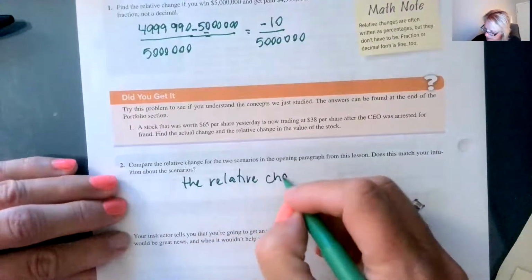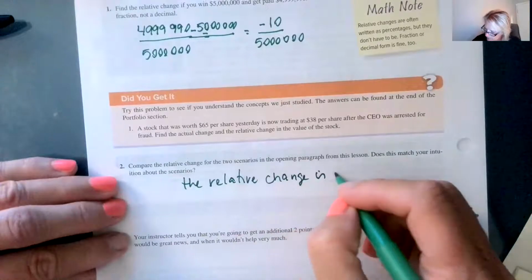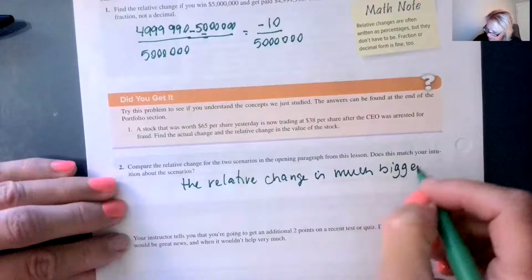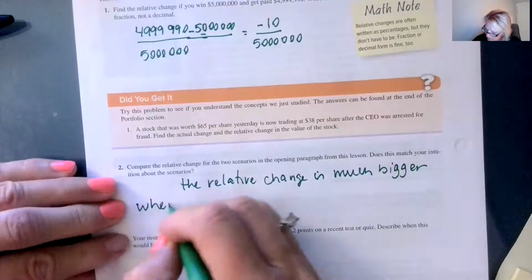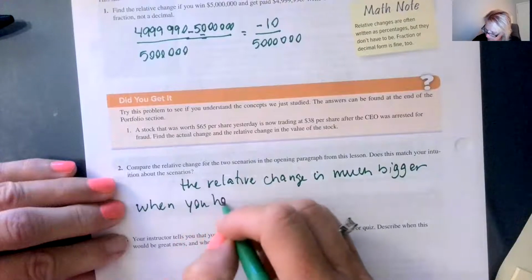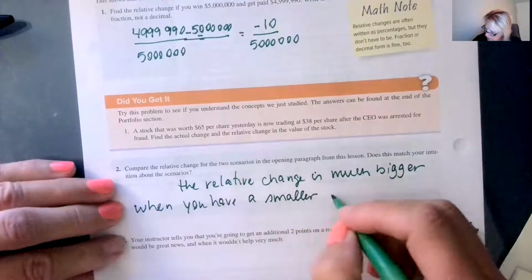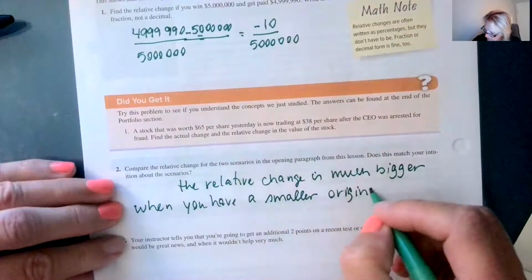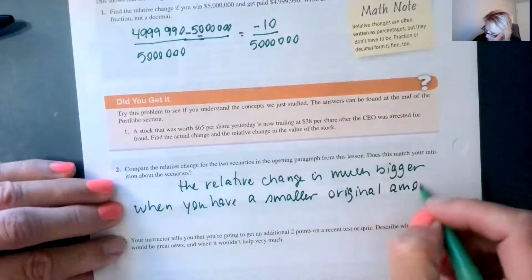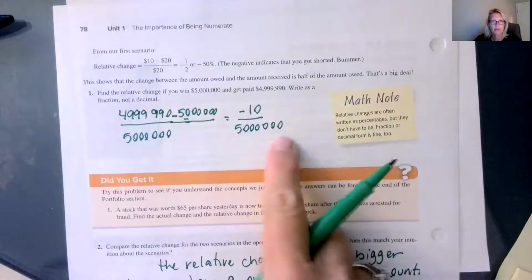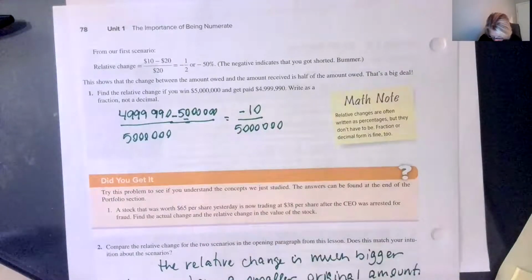The relative change is much bigger when you have a smaller original amount. Right? Up here, we started with 20, so losing 10 was a bigger relative change. They didn't ask us to, but let's turn this one here into a percent so we can do a comparison.